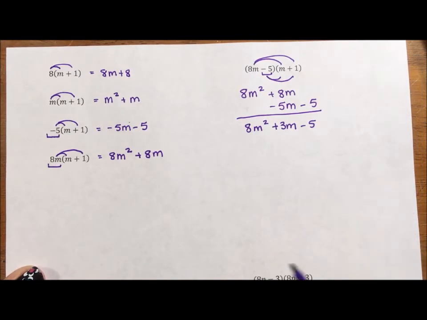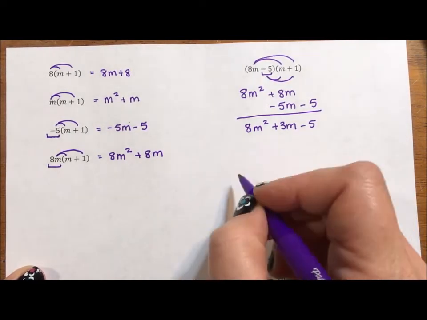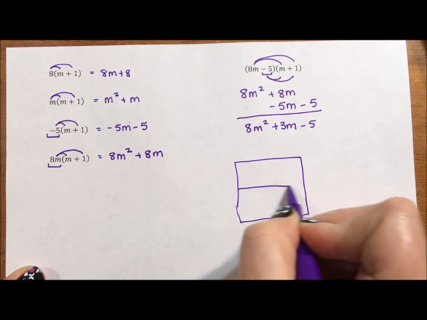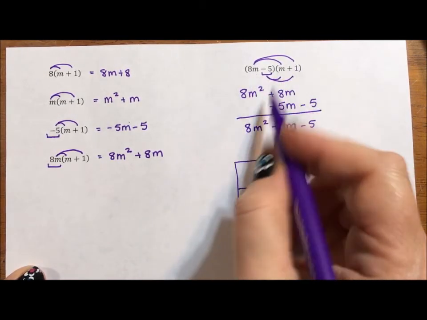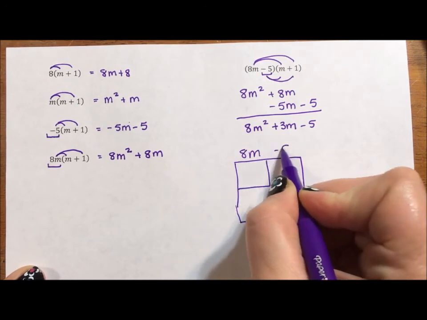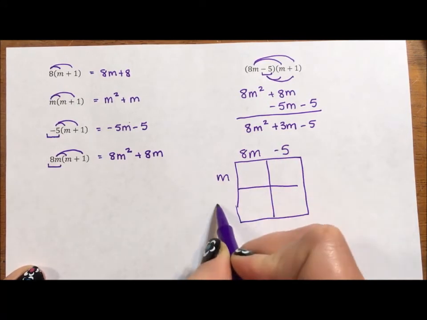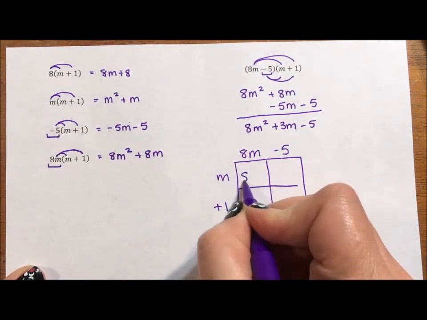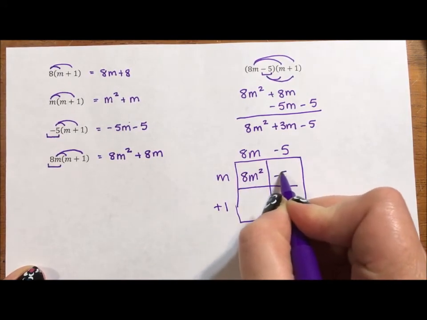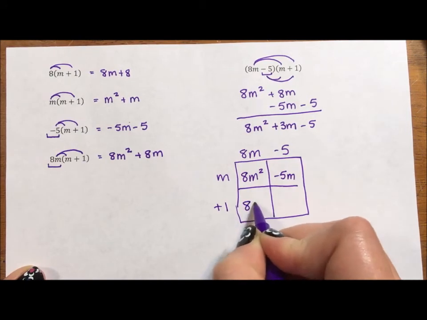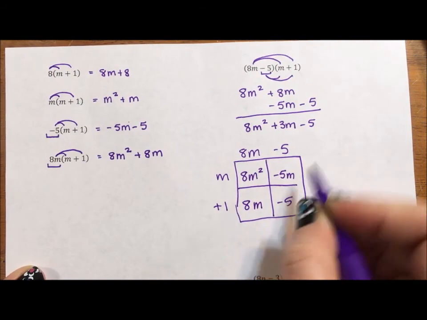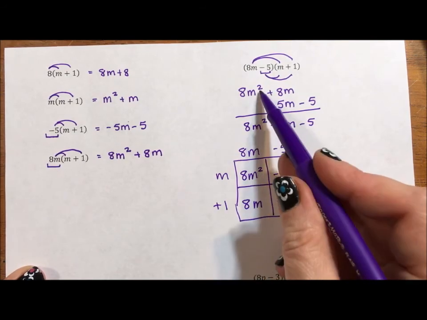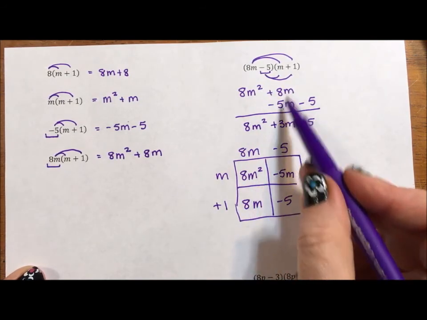that. Okay, I said there's more than one way to multiply. A lot of people like using the box method, and that's where you make a box. We put the 8m and the negative 5 on the top. We put the m plus 1 on the side. Multiply as if we're doing area. We get 8m squared. We get a negative 5m. We get an 8m. And we get a negative 5. We add on the diagonal, and notice 8m squared minus 5m, 8m minus 5.